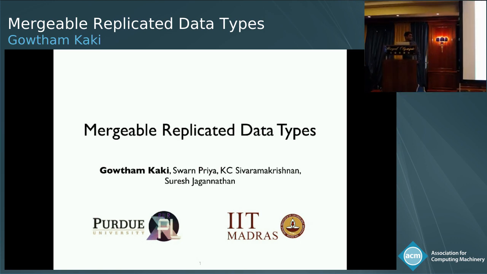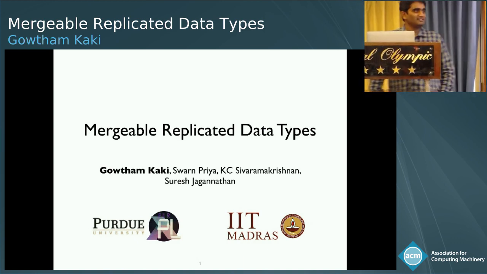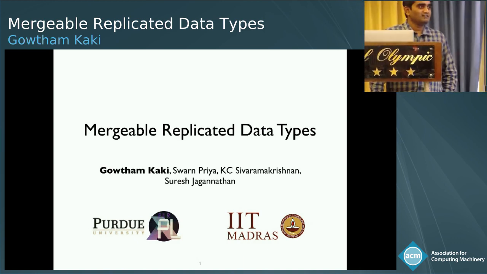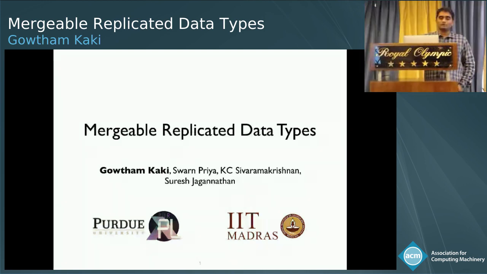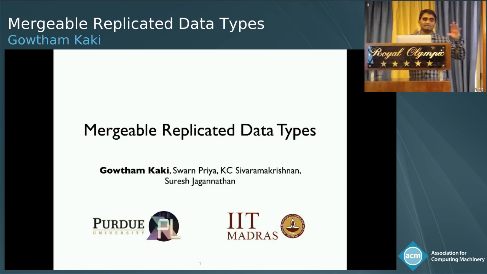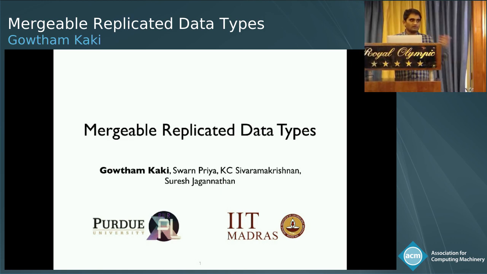So the first talk is going to be presented by Gowtham on a novel approach to specifying inductive types that can be safely merged. So, thanks, Eric. So I'm going to talk about a class of data types that can be used safely in a distributed setting. So these are replicated data types. So I'm going to define what replicated data types are and then present our work on mergeable replicated data types. Okay, so first, what are replicated data types?